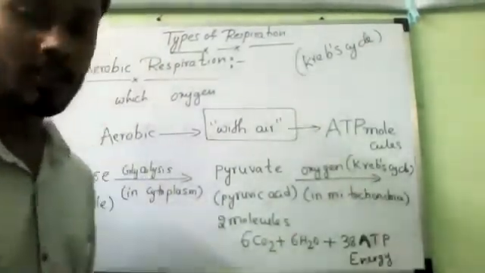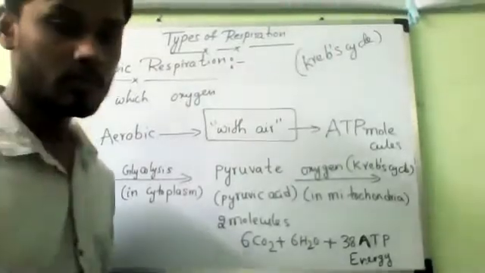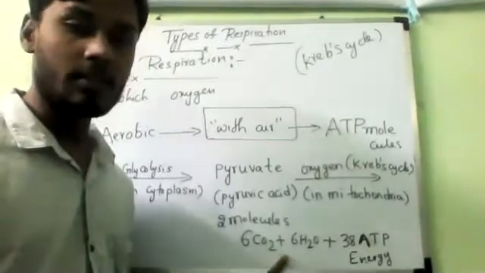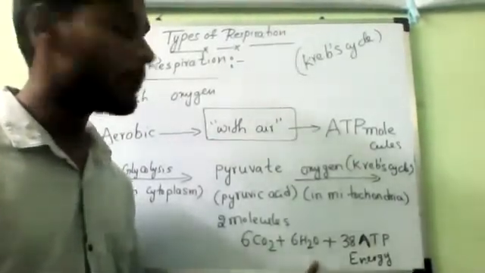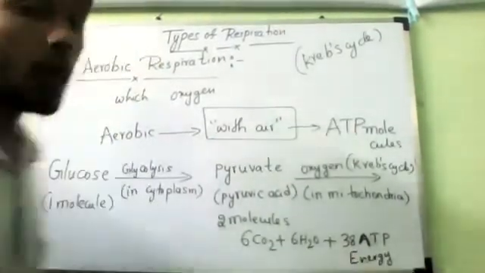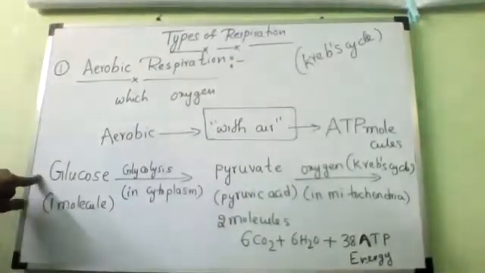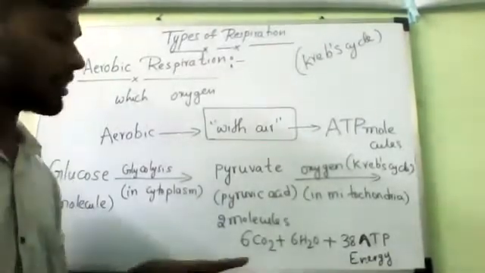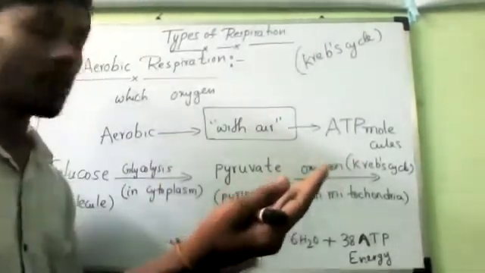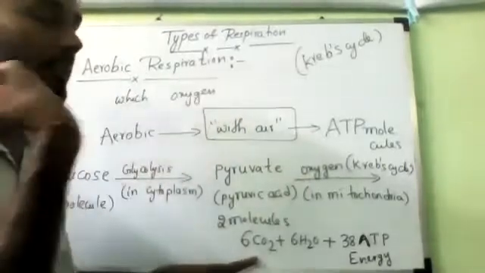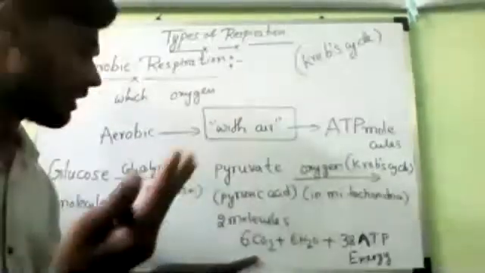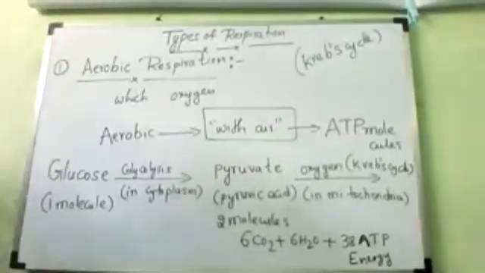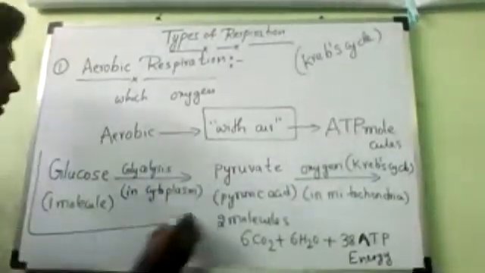Somebody is asking something. Sir, the 6CO2 is a product? Yes, this is a product: 6CO2 plus 6H2O plus 38 ATP. From one molecule of glucose, we get this much energy, and these are the extra things. The carbon dioxide will come out while we exhale gases outside, and the water will be useful for us. Note it down. This is the most important equation of aerobic respiration.